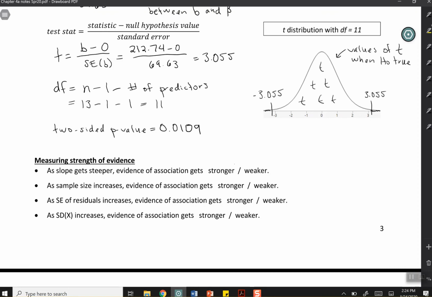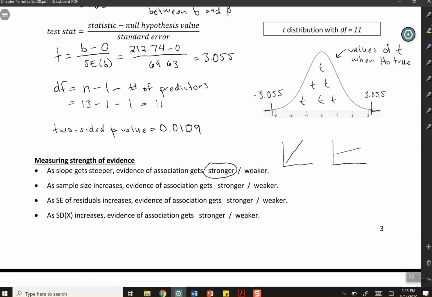All right, so let's go ahead and go over these. So we'll start with the slope. What happens is, as the slope gets steeper, the evidence of the association gets stronger. So we can just think about this intuitively, that if we have a steep relationship between x and y, that means that a change in x has a big effect on y. That's going to be stronger evidence than one where you have a line that's pretty flat, pretty close to 0. Another way you can see it is you can look at your t-statistic and notice that as the slope gets bigger, that's in the numerator, your whole t-statistic is going to get bigger, and bigger t-statistics means stronger evidence.